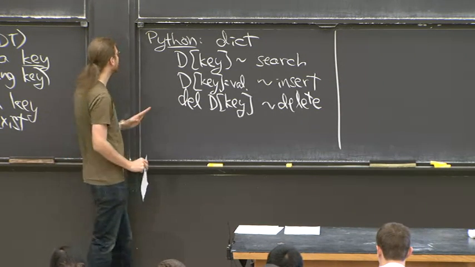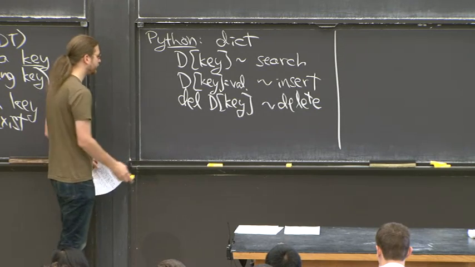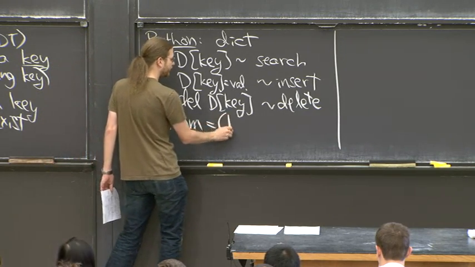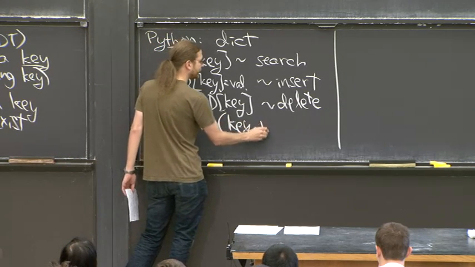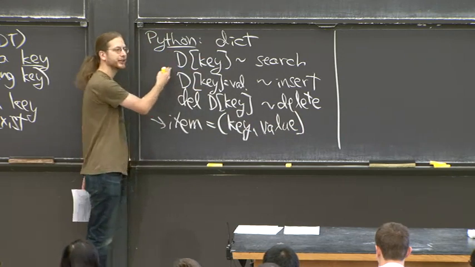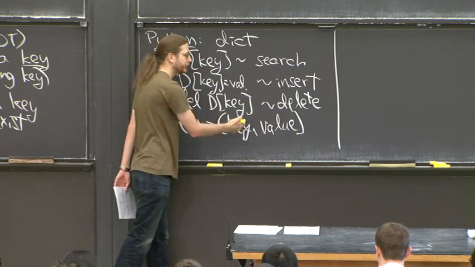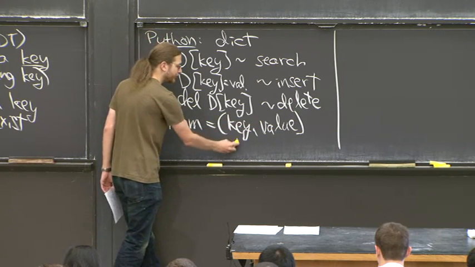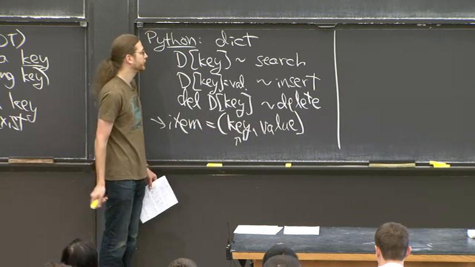I guess the one specific thing about Python dictionaries is that an item is basically a pair of two things, a key and a value. And so in particular, when you call d.items, you get a whole bunch of ordered pairs, a key and a value. And so the key of an item is always this first part. So it's well defined.